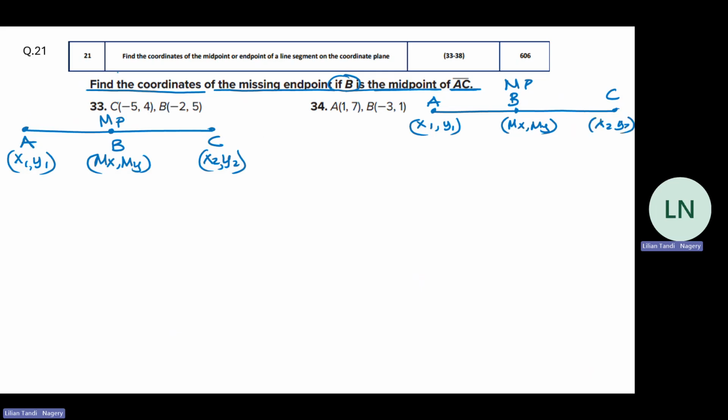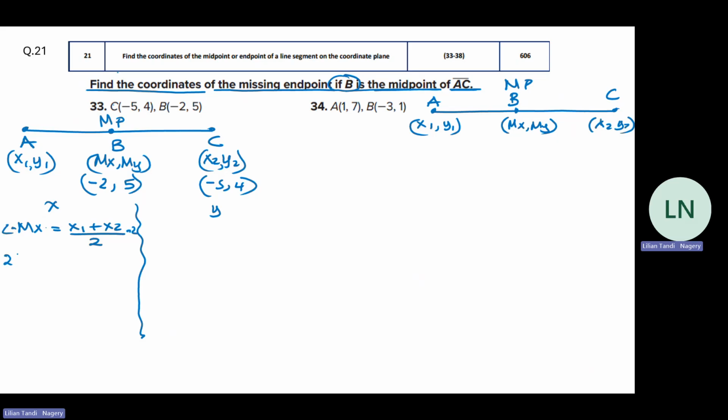Okay, now according to my question, I have C, which is negative 5, 4. Make sure you read carefully. C, you go to C in your picture. B, you go to B in your picture. The points might not be in order. So now, I do it two ways. Here I will do my x's, here I will do my y's. mx equals x1 plus x2 divided by 2. I want to remove this 2. I will multiply both sides by 2.